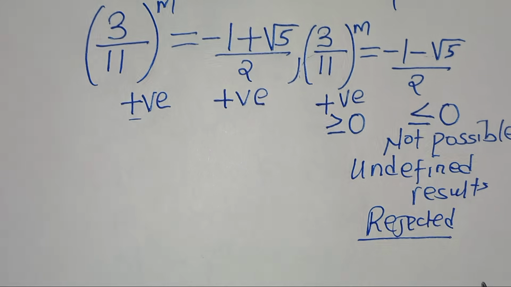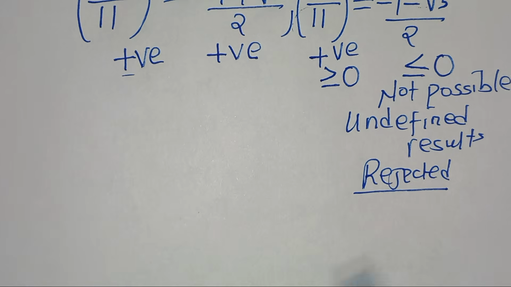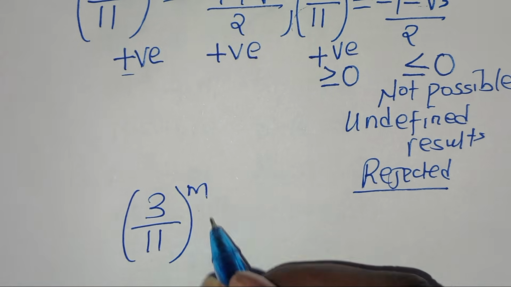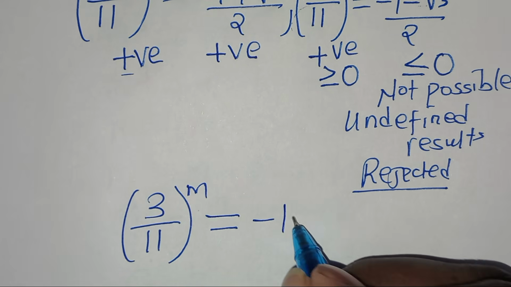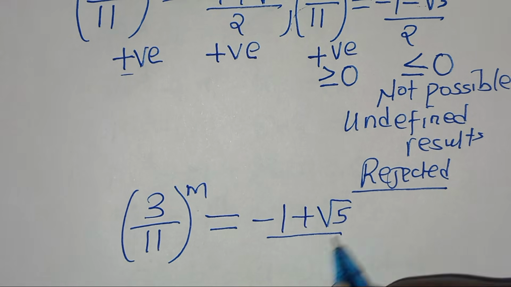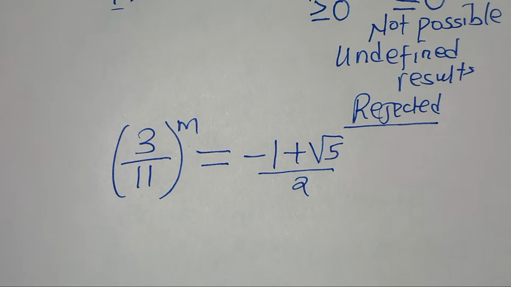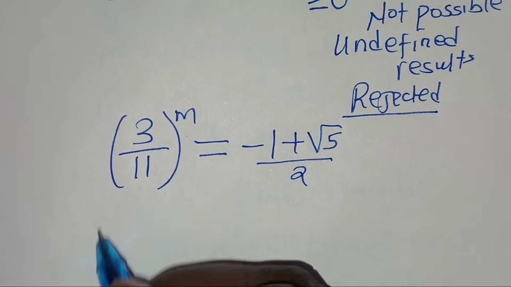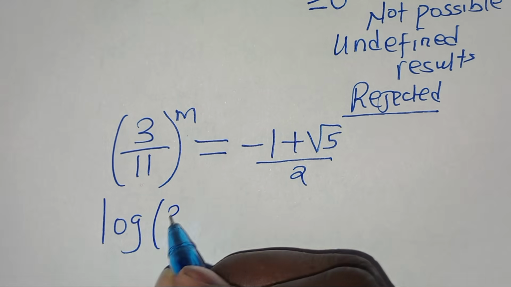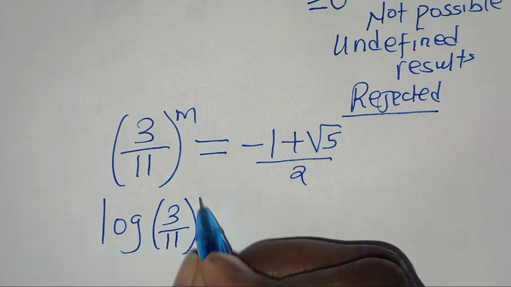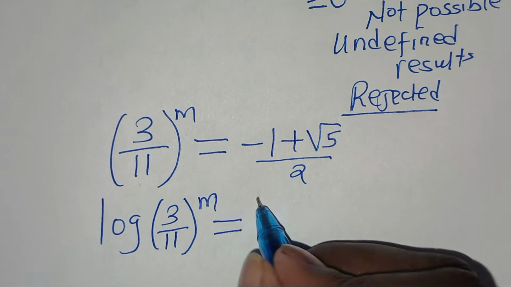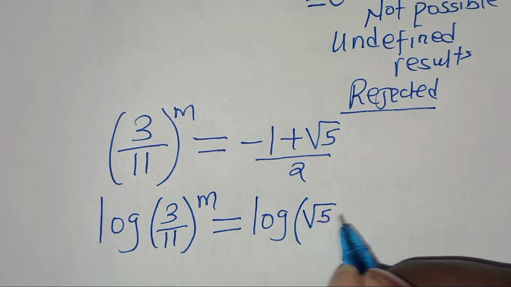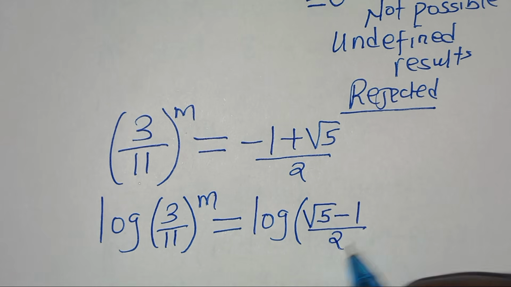Now, let's focus on the first case here, which is 3 divided by 11 raised to the power of m. This is equal to minus 1 plus square root of 5 divided by 2. Now, to solve for m, let's introduce logarithm here so that we have log 3 divided by 11 raised to the power of m. This is equal to log. Now, this is the same thing as square root of 5 minus 1 divided by 2.